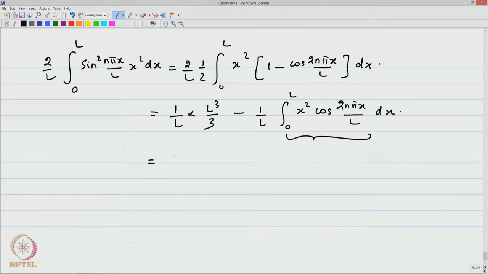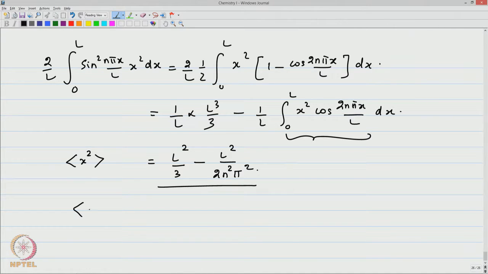Therefore, I will give you the answer, namely it is L square by 3 minus L square by 2n square pi square. Okay. This is the final answer for this. This is the average value of the square of the position. The average value for the momentum for the particle is 0.